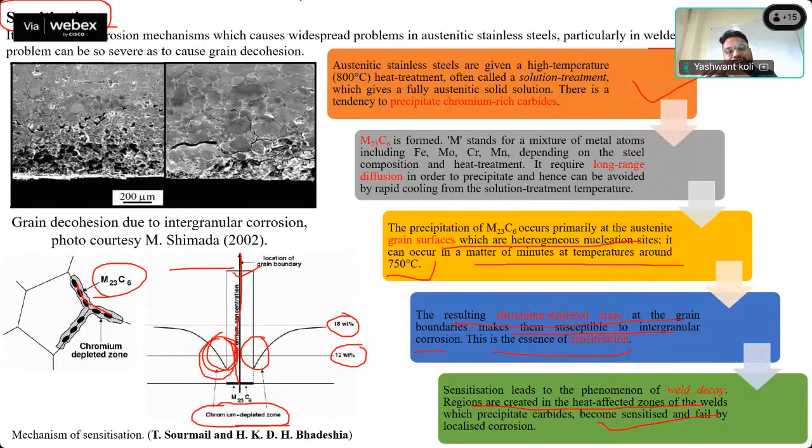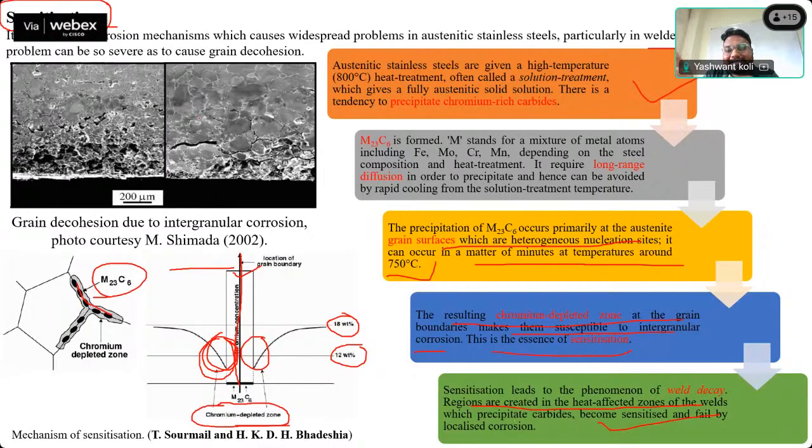How we can reduce sensitization: the first option is to use low carbon content stainless steel, as we have used in our experiment, that is 308L. If we use 308, the tendency of intergranular corrosion can be high, but what we are using is 308L, which is low carbon content. As we decrease the carbon content, the tendency of chromium carbide formation will be less, so the sensitization problem won't be there. This is the first solution.